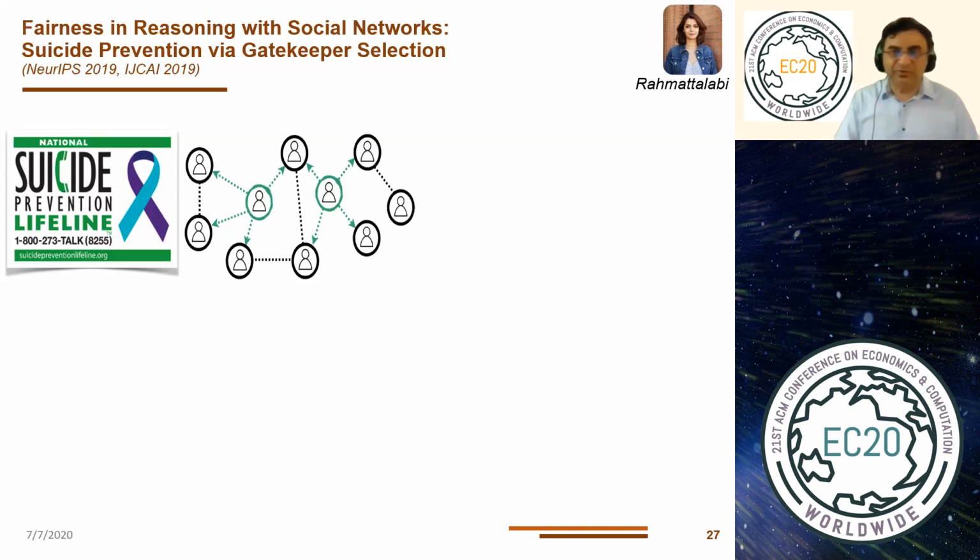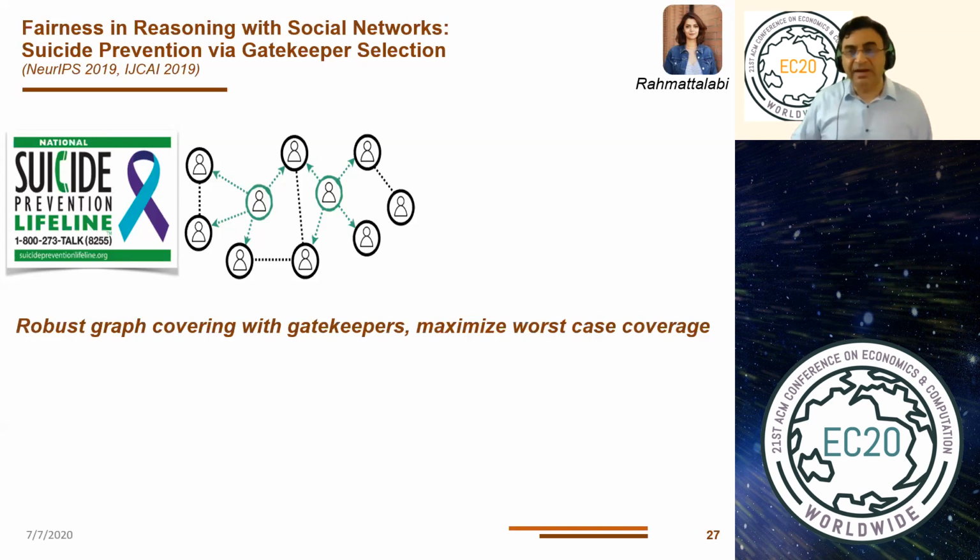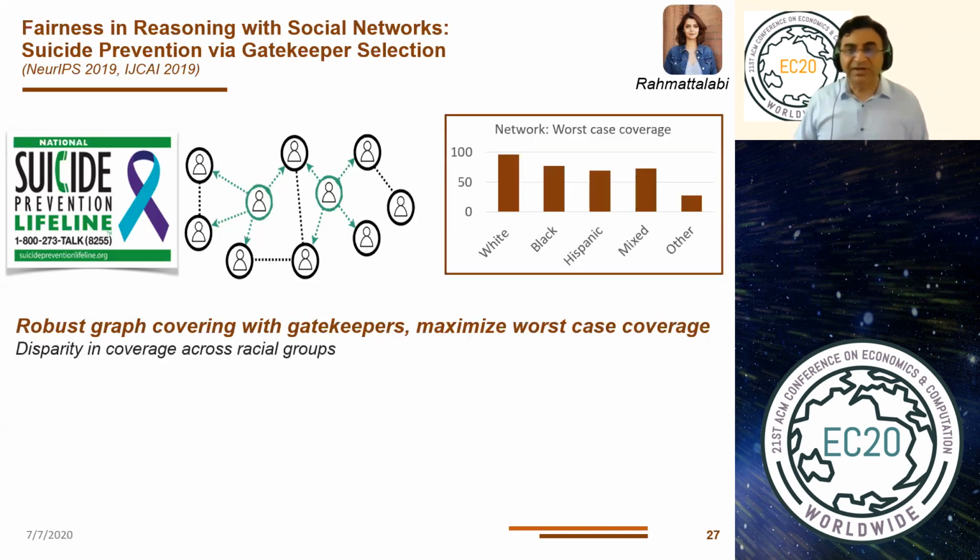Now, not all gatekeepers will come to a training session. Not all gatekeepers will fulfill necessarily all their tasks. So the question becomes one of robust graph covering. We'll select a few gatekeepers, but not all will show up. So we want to be able to robustly cover the graph. If you use standard robust graph covering algorithm with gatekeepers to maximize worst case coverage, one challenge we face is disparity of coverage across racial groups, as we've seen here in this concrete example from a homeless youth network in Los Angeles. So we are exploring challenges to handle this using different fairness approaches.